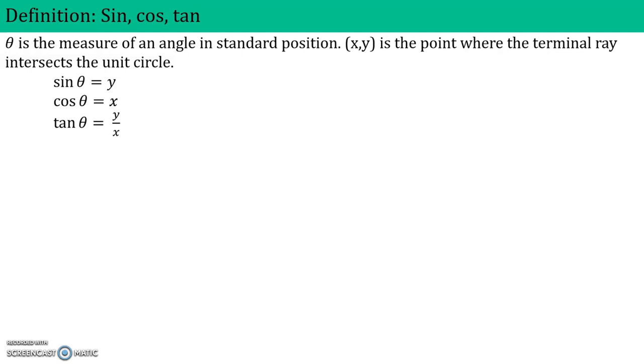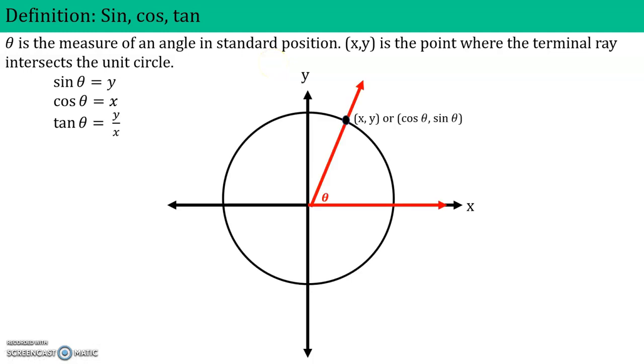So let's read this sentence together. Theta is the measure of an angle in standard position, and I'll remind you of what that means in a second. X comma y is the coordinates of the point where the terminal ray intersects the unit circle. What the heck? If this sentence is too much to digest alone, let's draw a picture that goes along with it. So here is an angle in standard position. I randomly drew this angle theta. It happens to be a quadrant 1 angle, but this definition works in any of the quadrants.